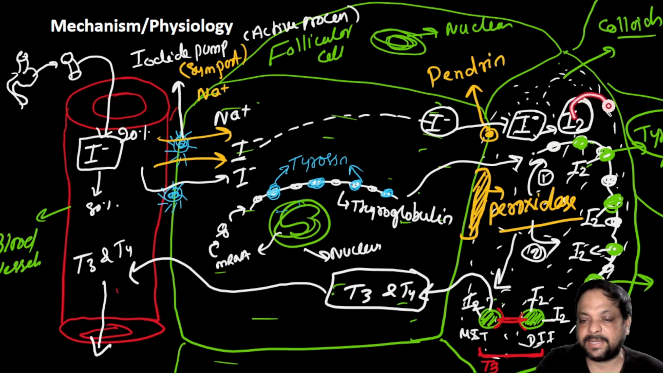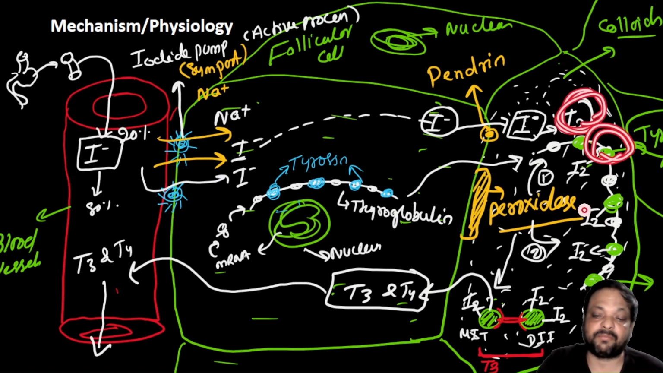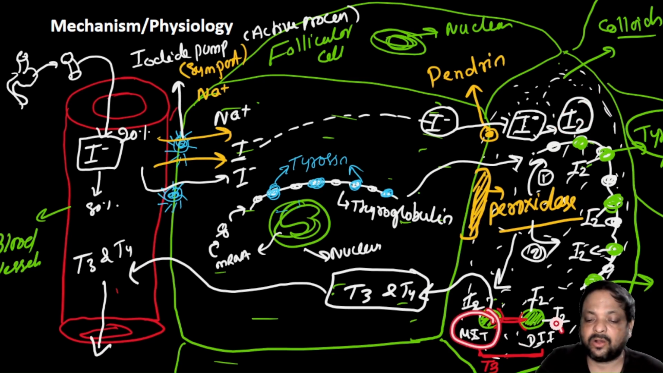What? Now it helps in attachment of iodine with the amino acid tyrosine, and this process of attaching iodine to the amino acid is called what? It is called organification, meaning organification of iodine. So iodine, the inorganic part, is added to the organic part, the amino acids, and they produce what? That is called MIT or DIT.